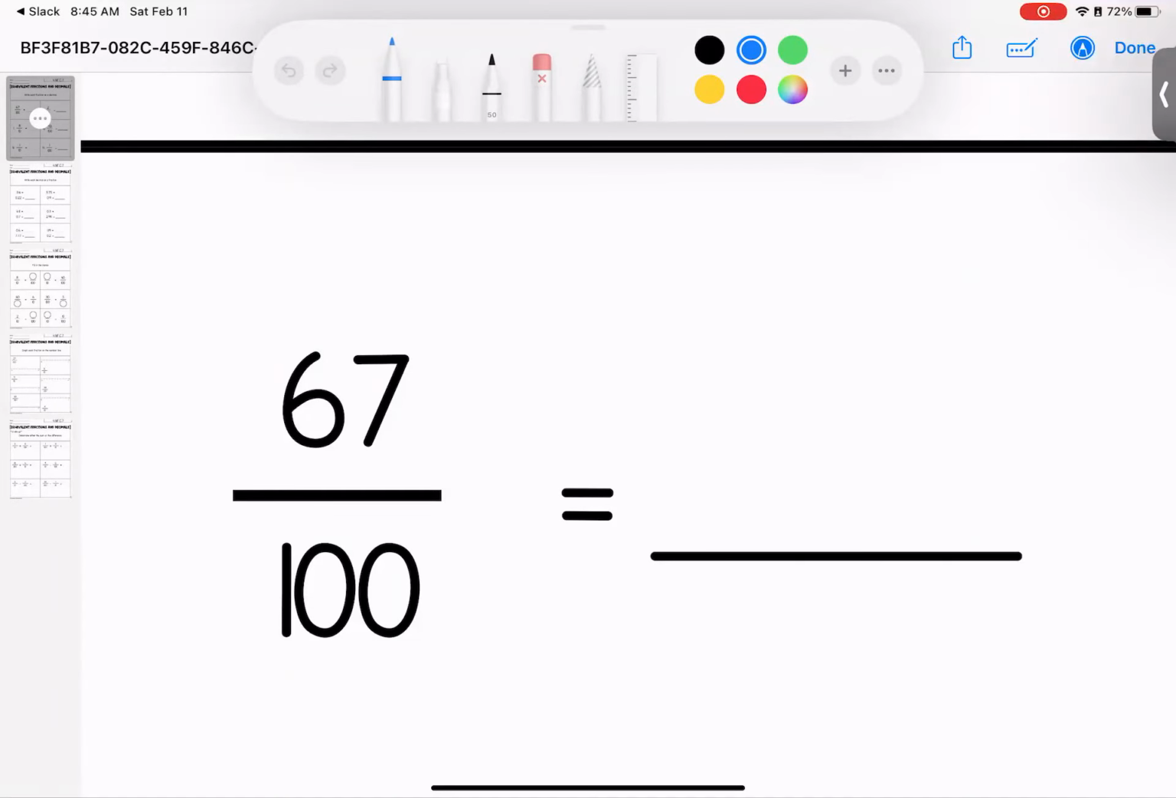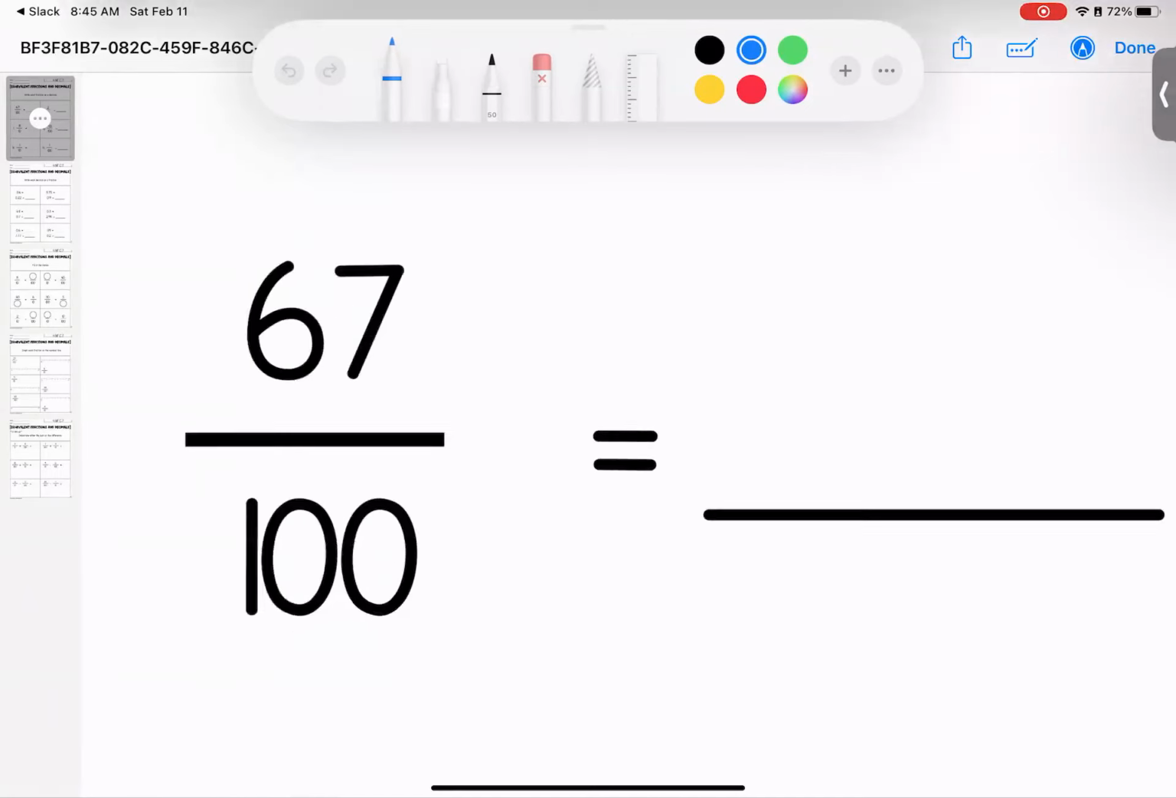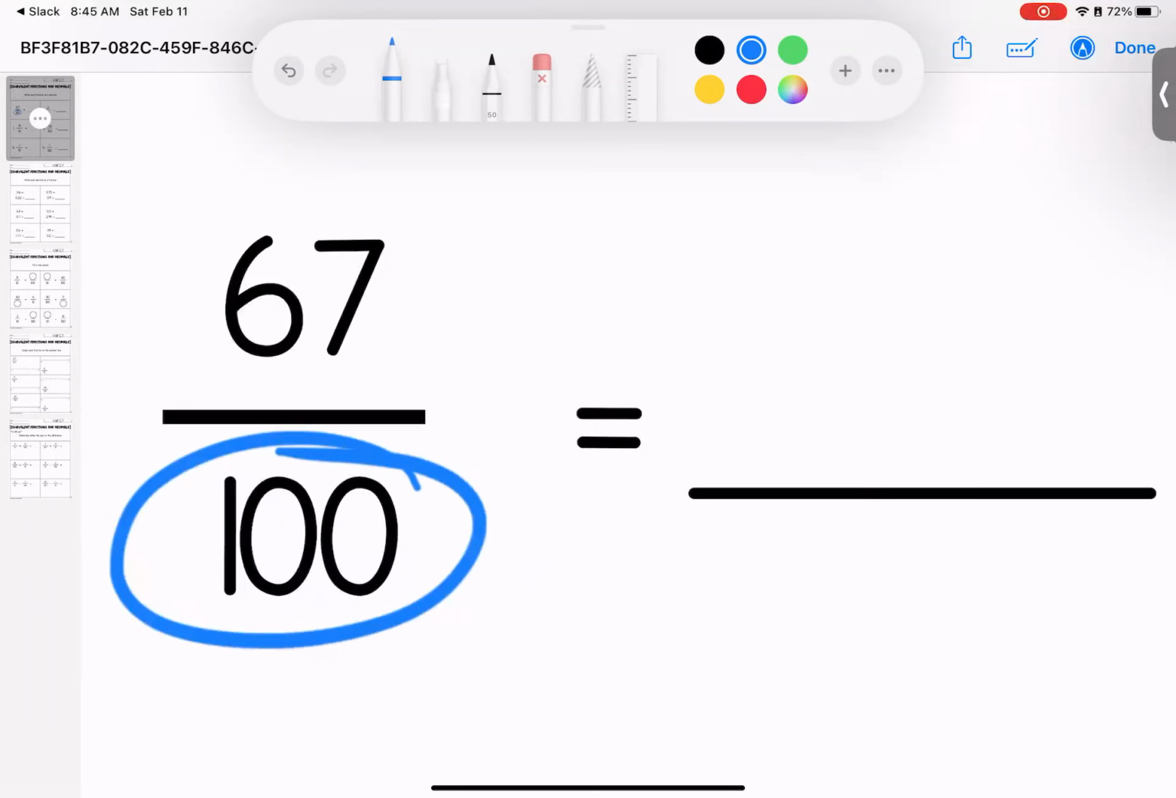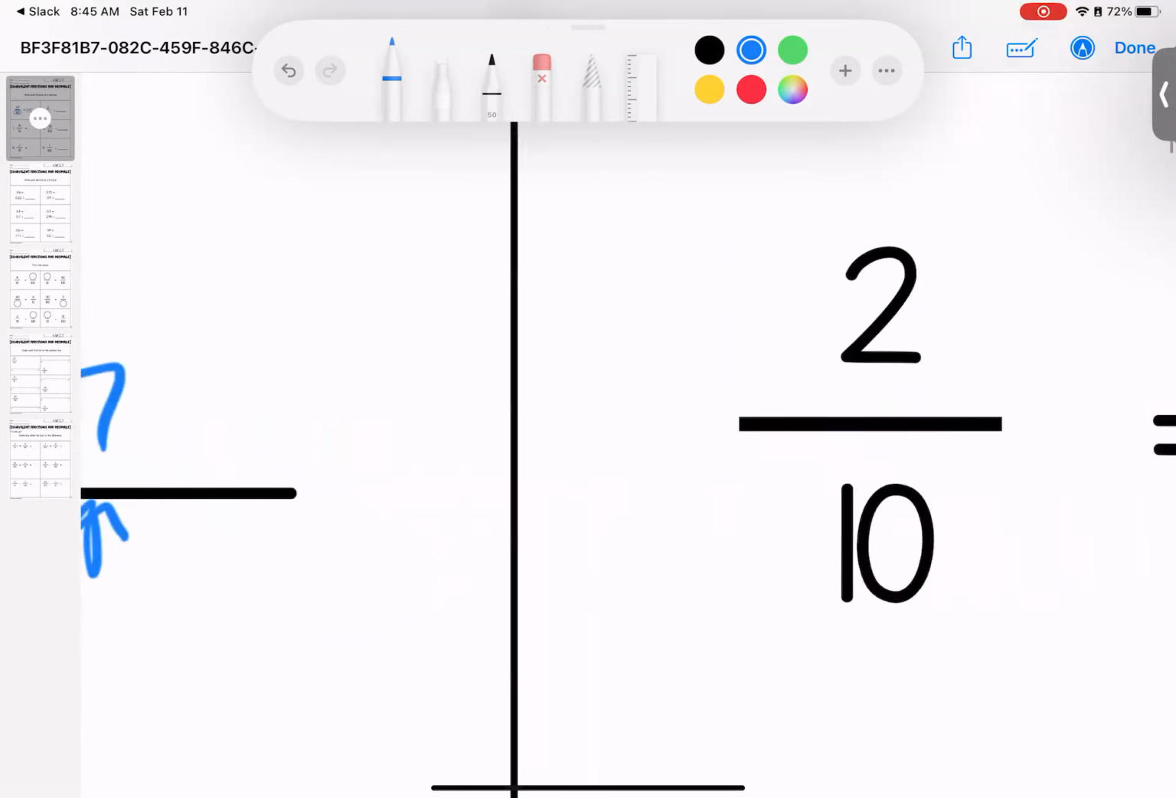Hey kiddos, this is our last week looking at fractions and decimals and their equivalencies. Remember that we need to make sure that the last digit is in the place value that says its name. So for this one, we want that 7 in 67 to be in the hundredths place. 100 has 2 zeros, which means the hundredths place is the second space after the decimal, 67 hundredths.